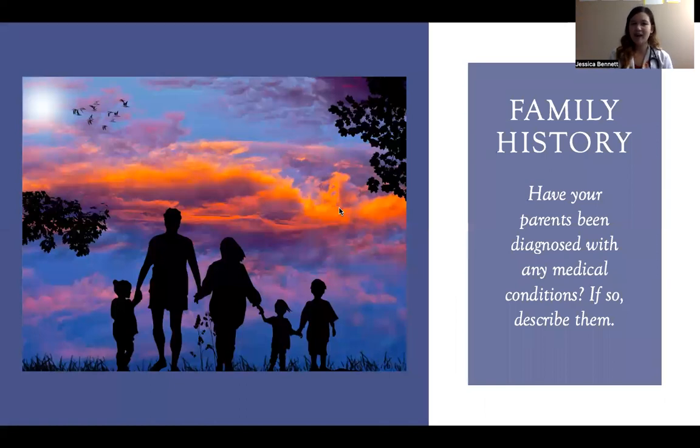The next section of a history is the family history. So some questions you want to ask in this section of the history are, have your parents been diagnosed with medical conditions? And if so, describe them. And the reason why this section is included in the medical history is because a lot of medical conditions are genetic. So whether or not your parents had the condition can influence whether or not you will have the condition.